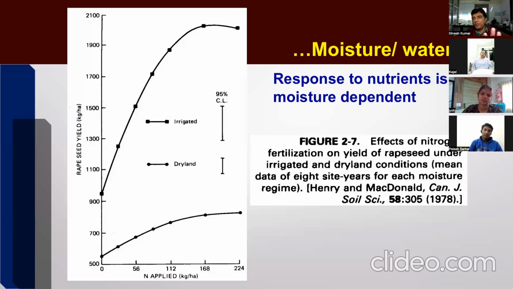So you can see the role of water. Everything is same except the water. So there is positive interaction of nutrient and water. Therefore, the moisture supply is very, very important to realize the full potential of nutrients. Especially here, in this case, it is nitrogen.